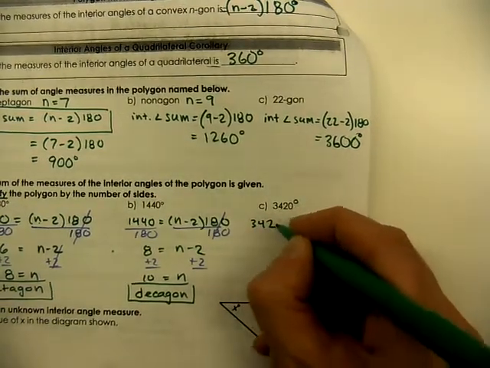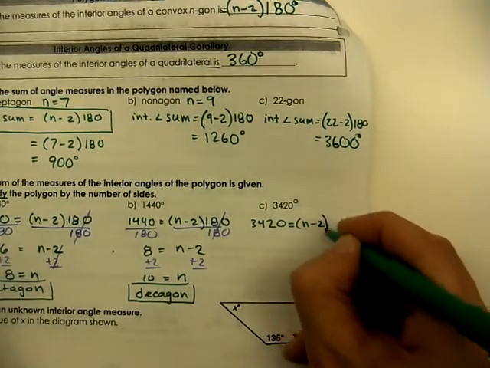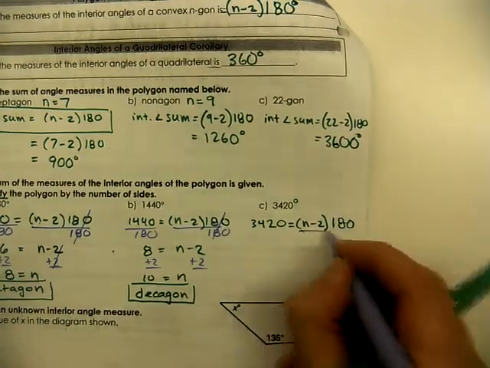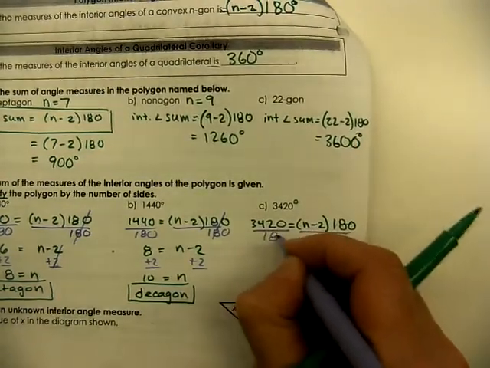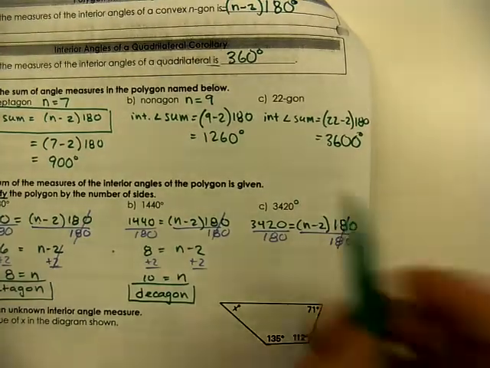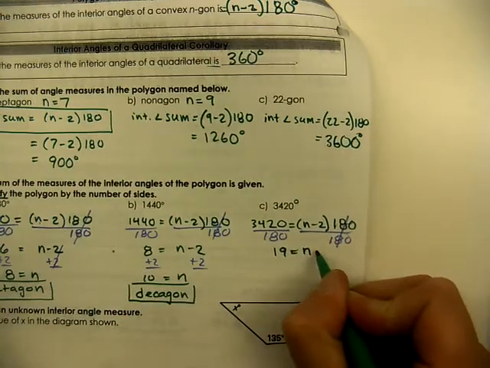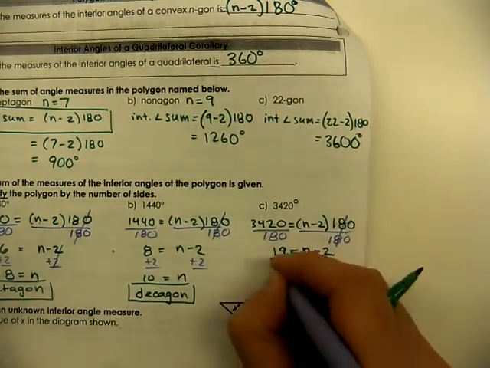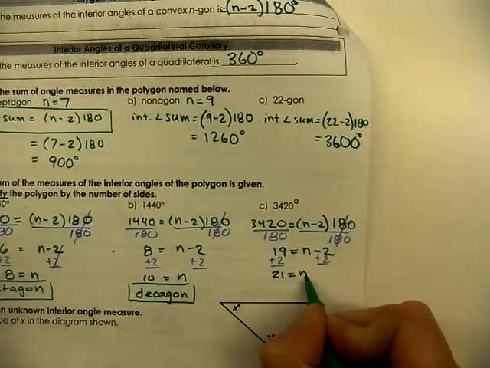So 3420 equals the n minus 2 times 180. Like before, let's solve for n. We start by dividing both sides by 180. All right, my calculator tells me that gives me a result of 19. That equals n minus 2. So to isolate the variable, let's add 2 to both sides. And we get 21. Okay, it has 21 sides.